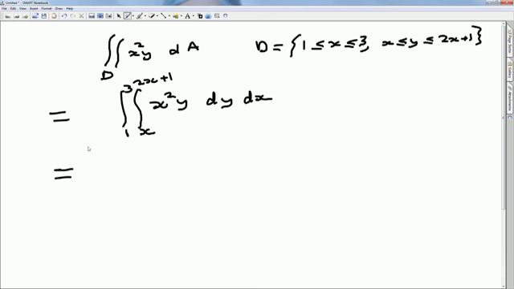That doesn't mean it's straightforward to do, so we're just trying the same trick. Try the integral for this inside integral first. In this case, it's x squared y. Well, that's just a polynomial. Polynomial is pretty straightforward to integrate, fortunately. So we're going to get x squared y squared on 2 after doing integration with respect to y.